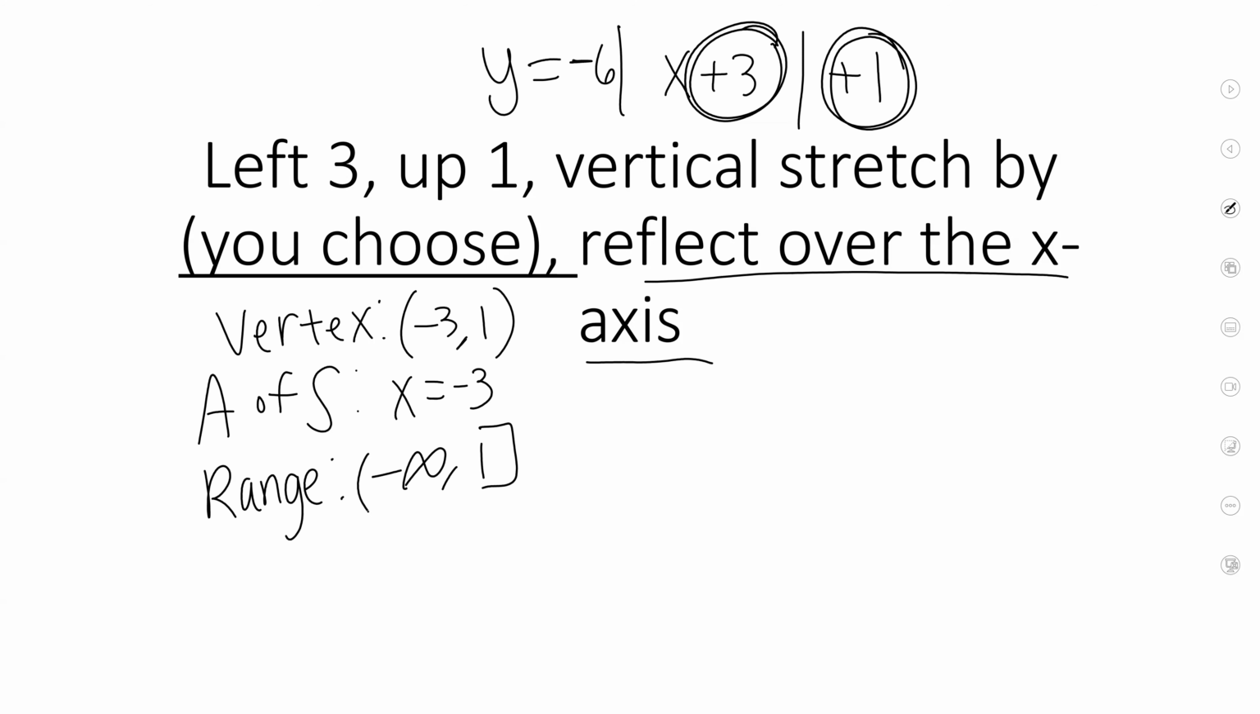Okay, so let me draw you a picture. Normally it starts here. This is the parent function. Normally it starts there at 0, 0. But it went left 3 spaces and then it went up 1 space. So this is my new vertex. And it says reflection. So I'm going to go like this. It's facing down. So the very bottom is at -infinity because this goes on forever. And the very top is at 1. That's why your range is -infinity to 1. Bottom to top.